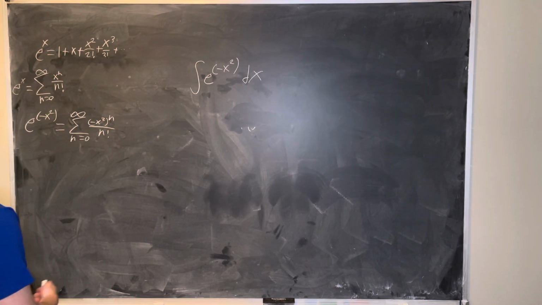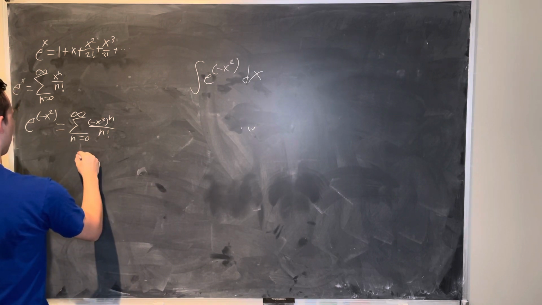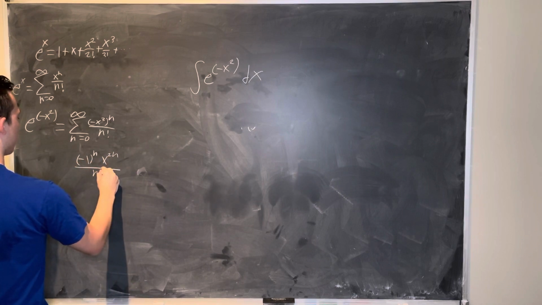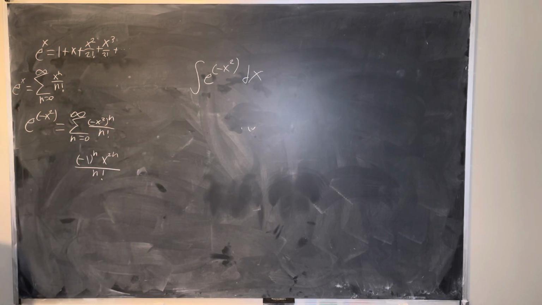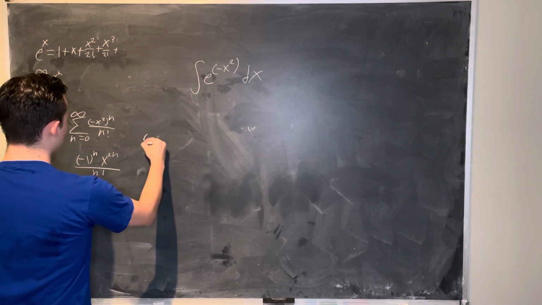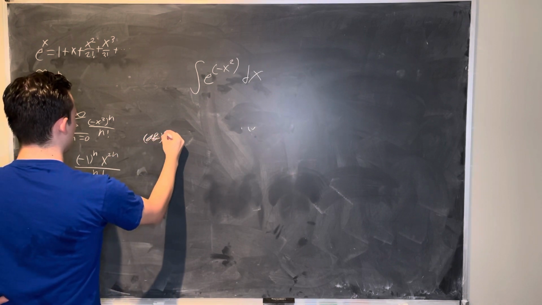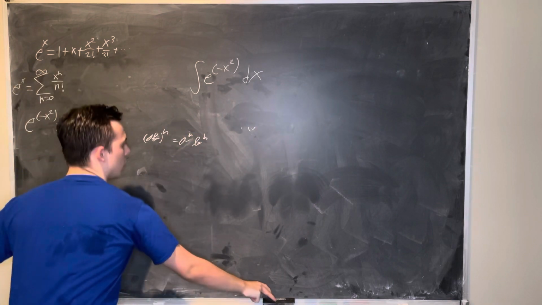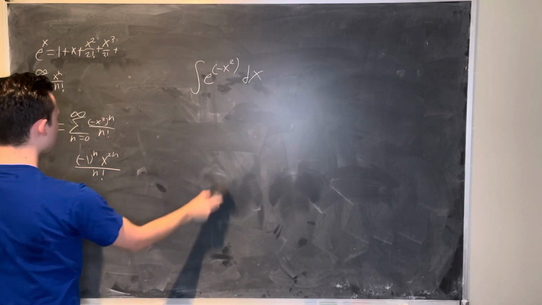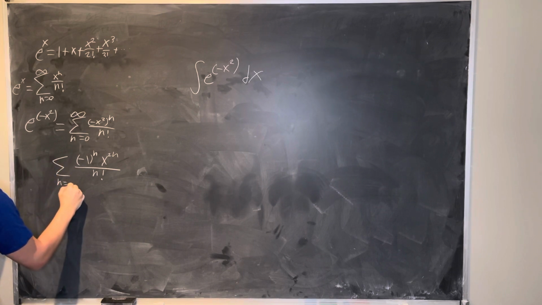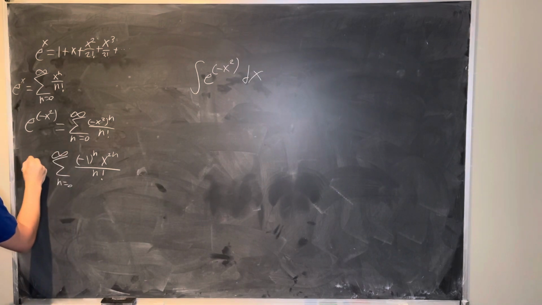Now, this turns into negative 1 to the n times x to the 2n over n factorial, because you have negative 1 times x squared. So it's not negative x to the 2n, it's negative 1 to the n times x to the 2n, because a times b to the n is equal to a to the n times b to the n. Great. So we have this here, and obviously I put the sum in front of it again. So this is our series representation of e to the negative x squared.